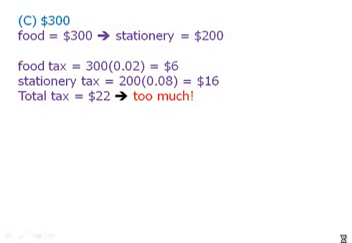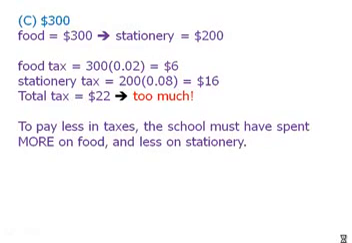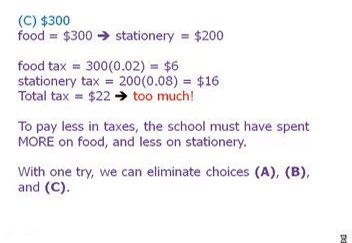And so what this means is, to pay less in taxes, the school must have spent more on food and less on stationery, because food is taxed at a much lower rate. So if they spent more on food, they would be paying less in taxes. So right away, we can eliminate A, B, and C. So this is great. Even if we were running out of time, we could guess from the remaining 2, and we'd have a very high likelihood of guessing by chance the right answer, because 3 answers have already been eliminated. But that was pretty quick, so we probably would have time still to do another round of backsolving.